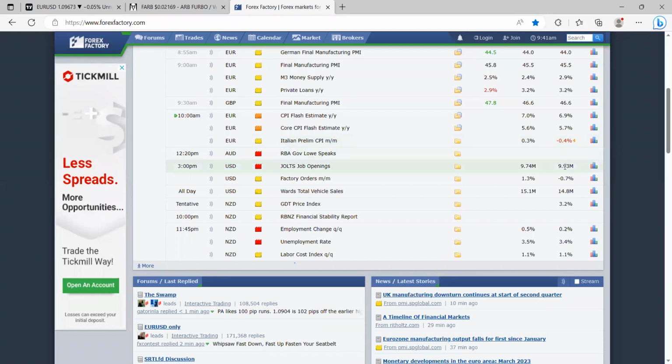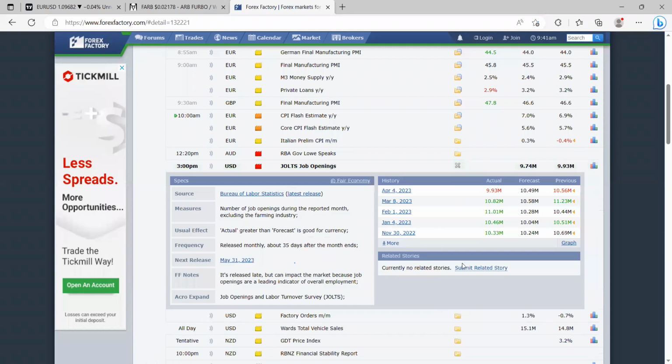So what you are trying to look out for is, let me open this USD one at 3 p.m. I click on this folder and it opens. This is what happened the last time that this news was done. JOLT job openings. This is what they expect the market to do. It was 9.93 million job openings at the time. Now it has reduced to 9.74.